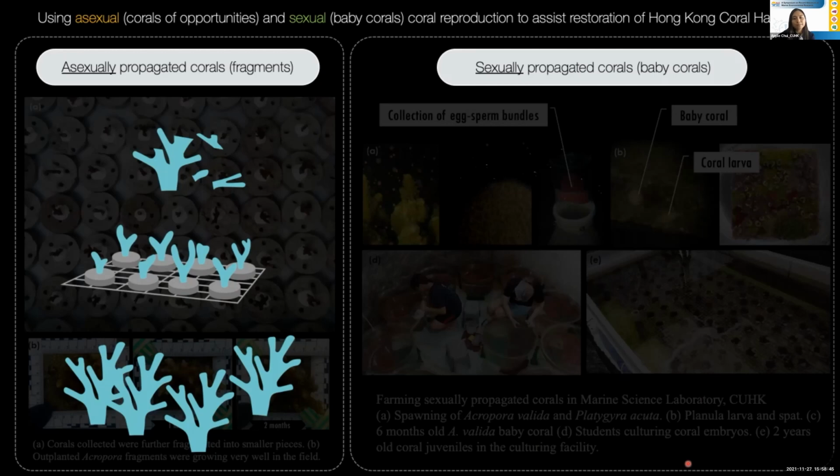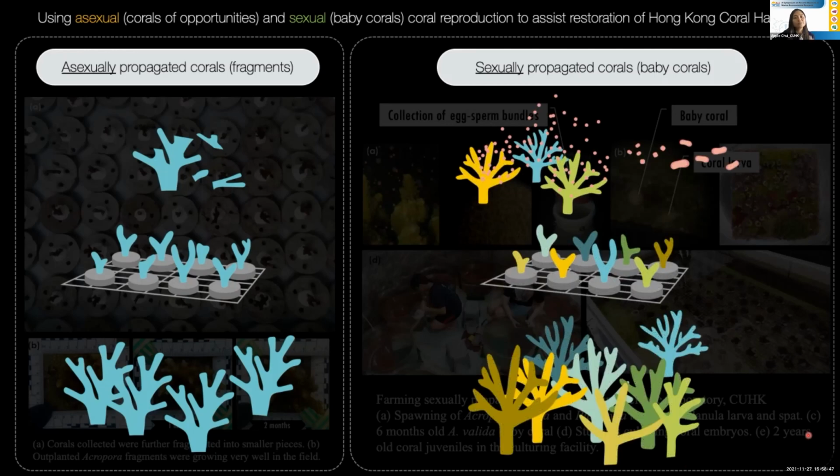Unlike baby corals from fragments, for baby corals from sexual reproduction, we mix the gametes from all parents together in the very first place to create as much diversity as possible. So they're more genetically diverse, because every single individual is different in their genetic makeup. So hopefully they are even more adaptable to environmental change than those created from fragments only.